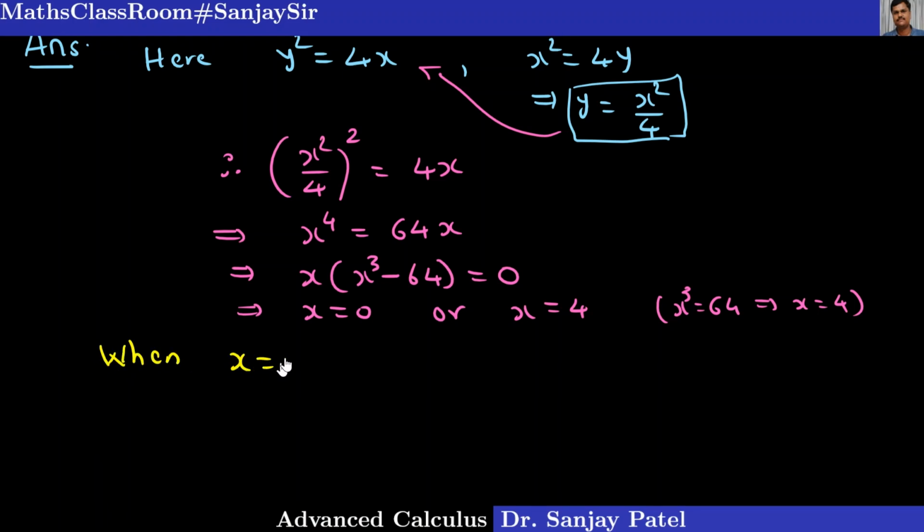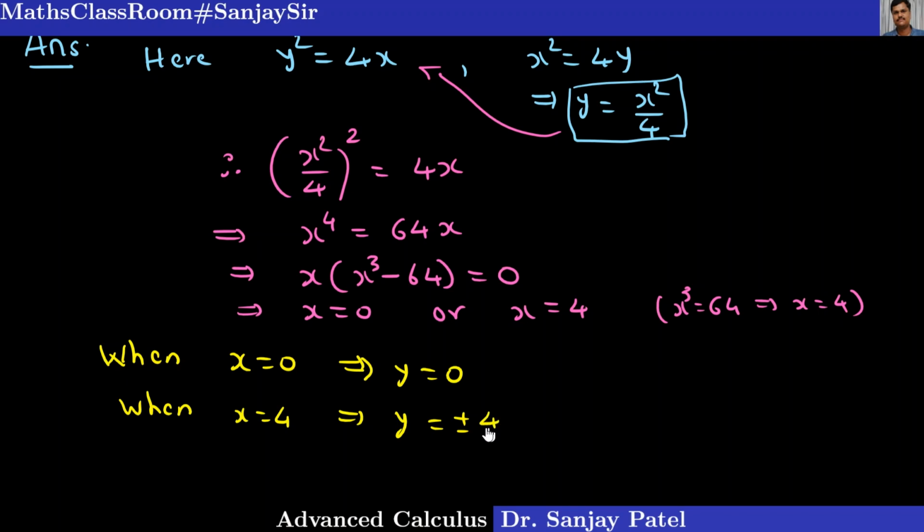And remember, when we have x equal to 0, what is the value of y? That you can obtain from any of these equations. So putting, say, x equal to 0 here, we get y is equal to 0. And when x is equal to 4, that is y is equal to 16 by 4, so we'll get y is equal to 4. Or if you put x is equal to 4 in this, y square is equal to 16, so we'll get y is equal to plus or minus 4.